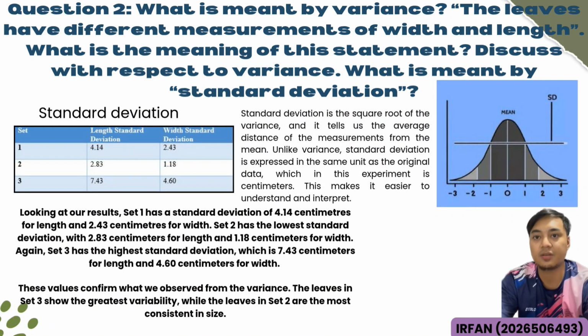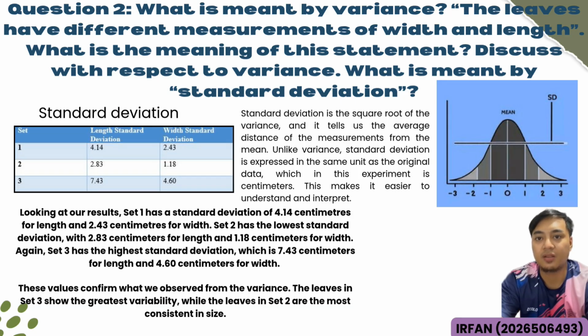Standard deviation is the square root of the variance. It tells us the average distance of the measurements from the mean. Unlike variance, standard deviation is expressed in the same unit as the original data, which in this experiment is centimeter. This makes it easier to understand and interpret.